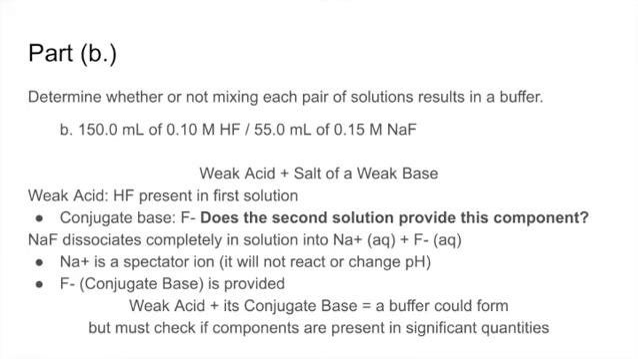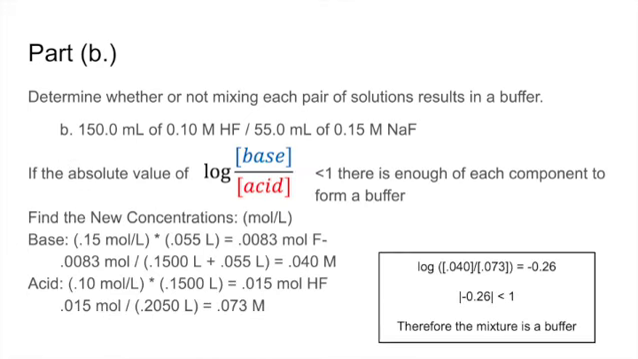But now we must check if the components are present in significant quantities. If the absolute value of the log of the base concentration over the acid concentration is less than 1, then there is enough of each component to form a buffer. Thus, we must find the new concentration of each component in the mixture. To do this, we have to find the number of moles of base, right here, and divide that by the new volume of the whole mixture, and we get 0.040 molar.